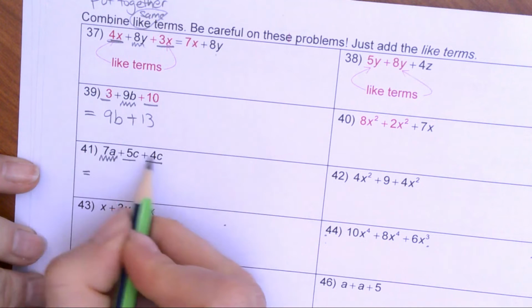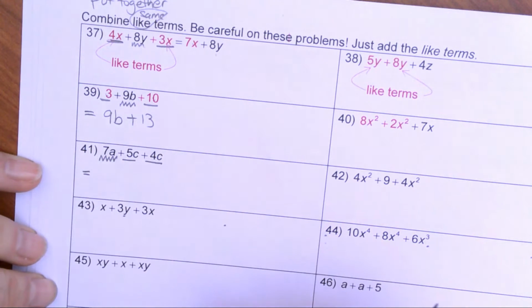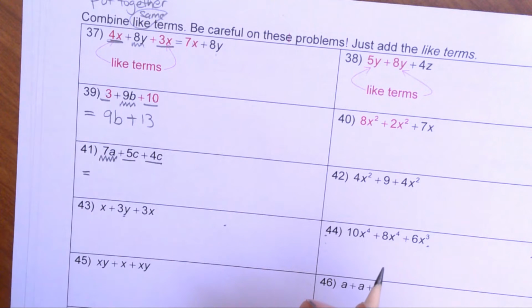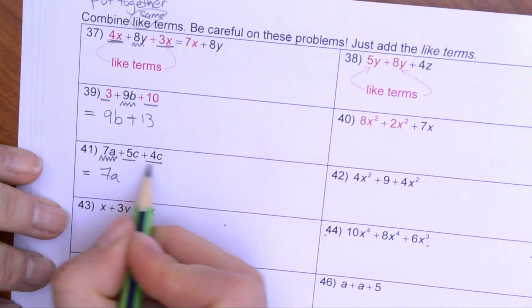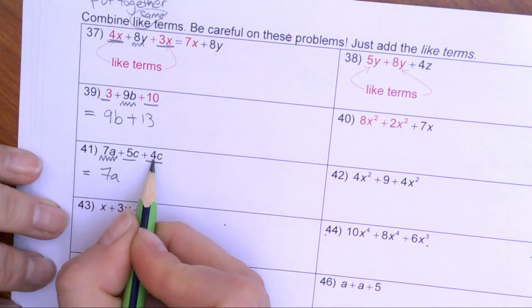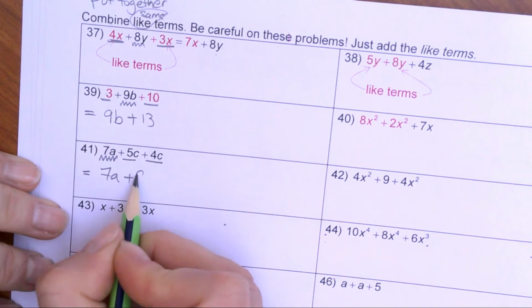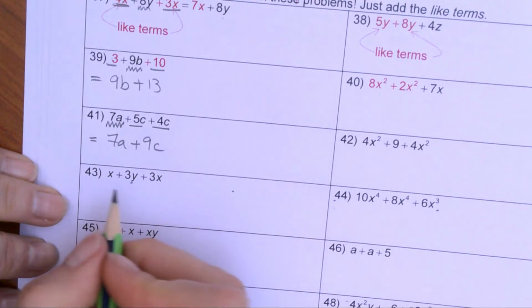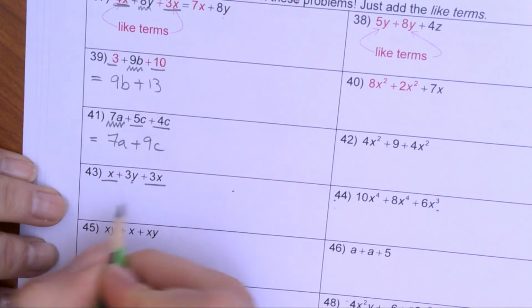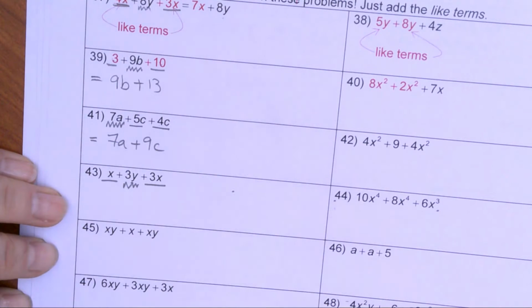So which one goes first? Well, we have a rule. Alphabetical order. A, B, C, D, E, F, G. So A would go first. And then I would put the C. So I have 5 cats plus 4 cats, so I have 9 cats. Okay. This and this is a like term, but this is different.